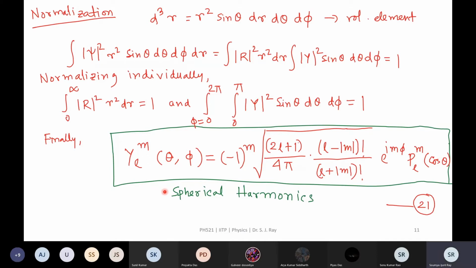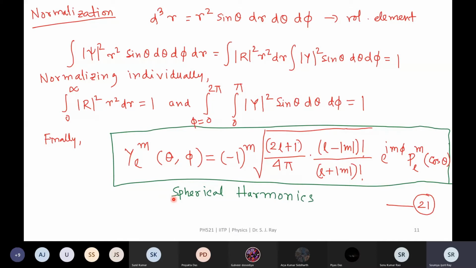So if anywhere you get a question asking what spherical harmonics is, I hope you can answer. Is it clear? Spherical harmonics means it only takes care of the angular part.